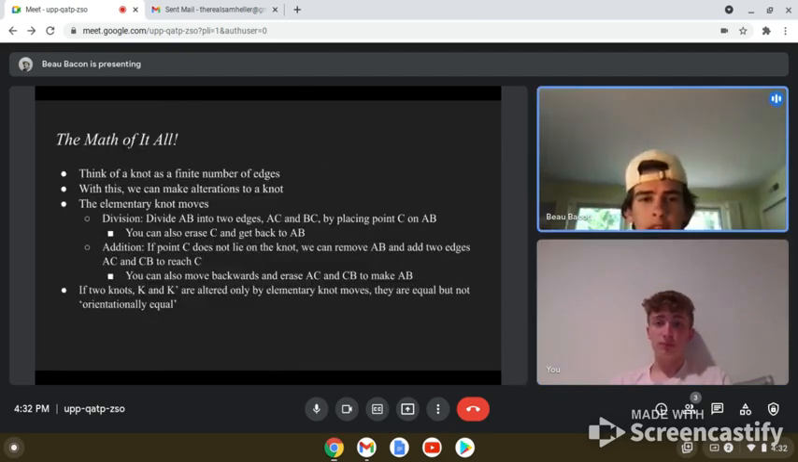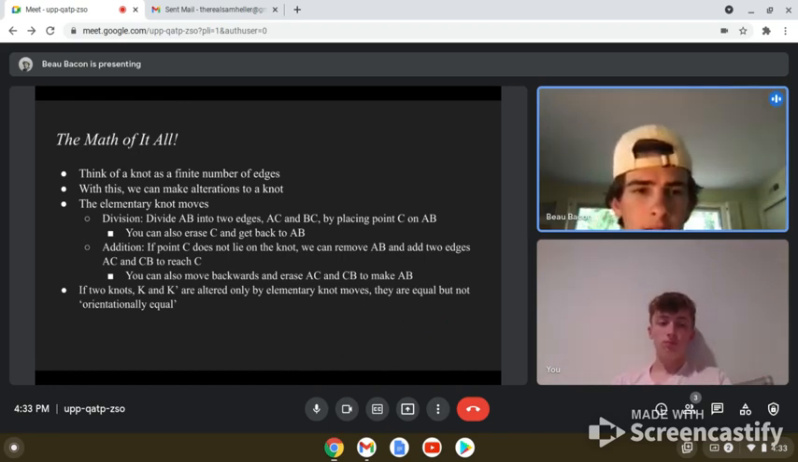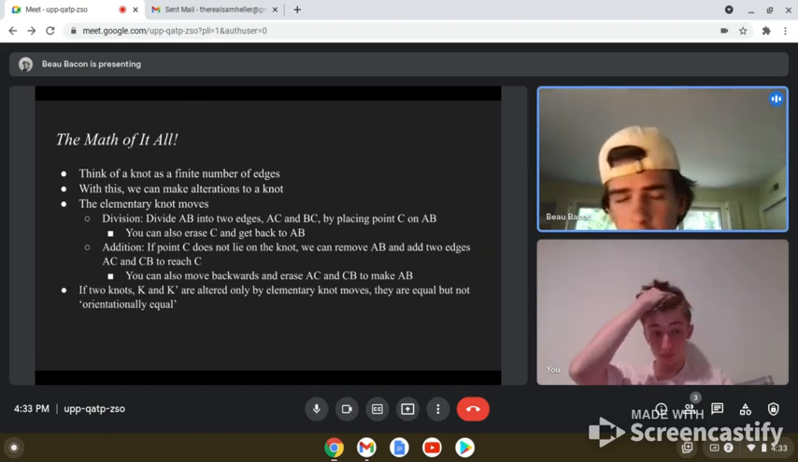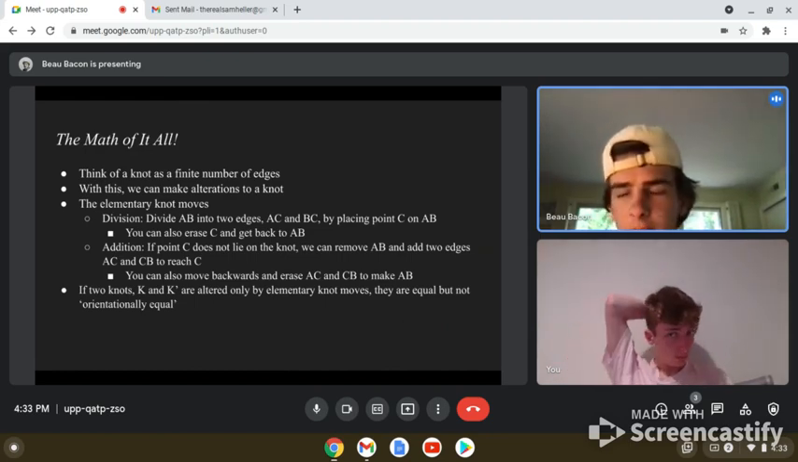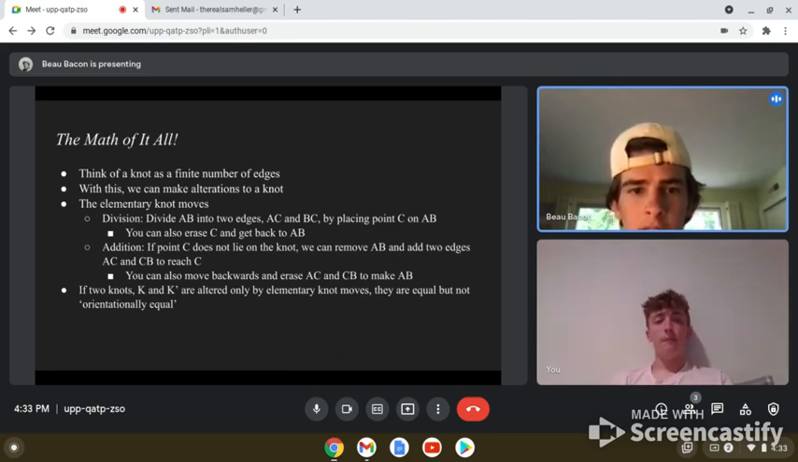Okay, so we're going to start with the math of it all. I'm going to go through these bullet points, and then I'm going to show you them on a whiteboard in just a second. But first, you think of a knot as a finite number of edges. That makes it a lot more simple to understand mathematically. And with that, you can alter it in a lot of different ways.